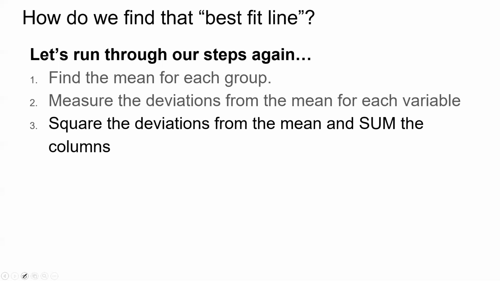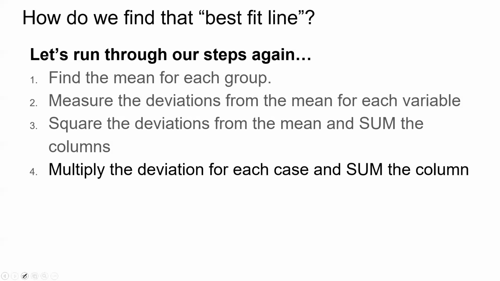Then we're going to square those deviations. So those X minus the mean of X individual scores that we calculated, we're going to square those. We're going to do that for Y as well. And we're going to sum those: sum the column X minus the mean of X squared and Y minus the mean of Y squared. We're going to multiply the deviation for each case. Now this is called the cross product. So we're going to take our X minus the mean of X column and multiply it by our values for our Y minus the mean of Y. And then we're going to add that column together.